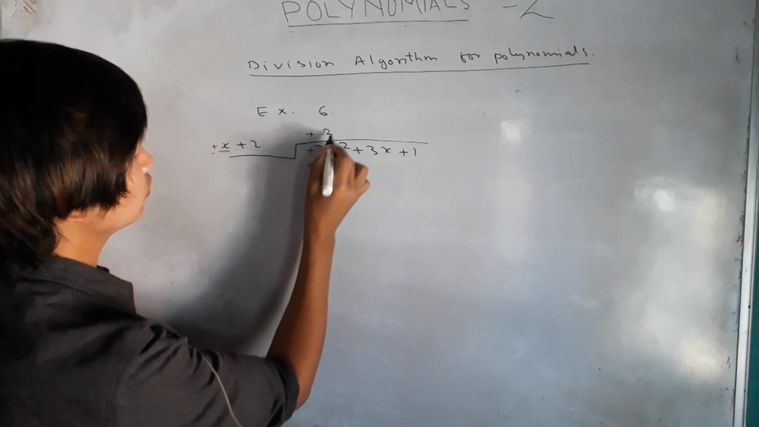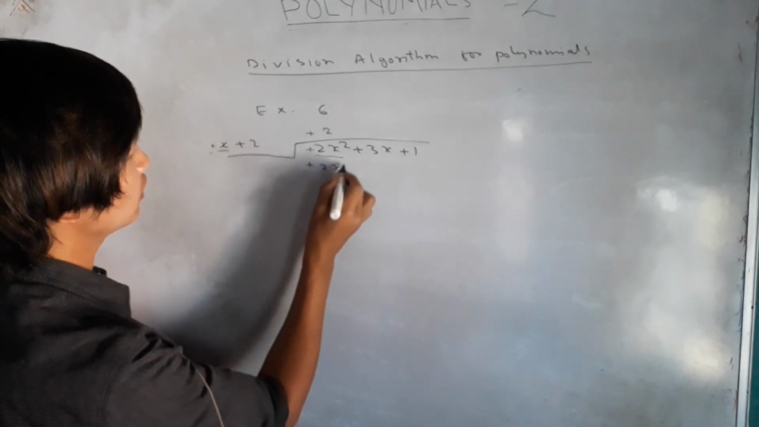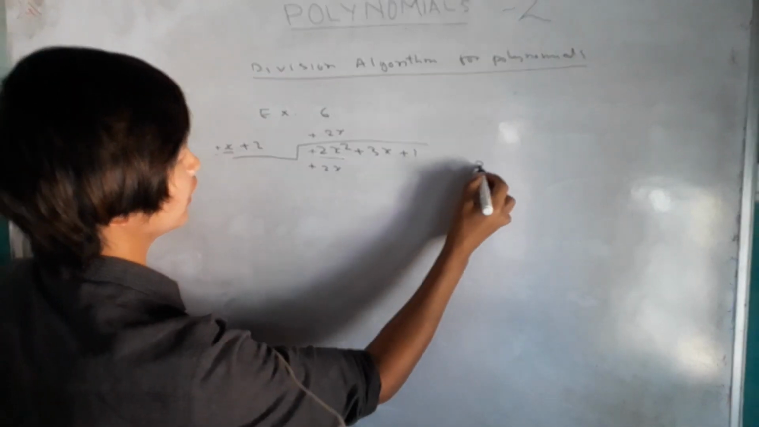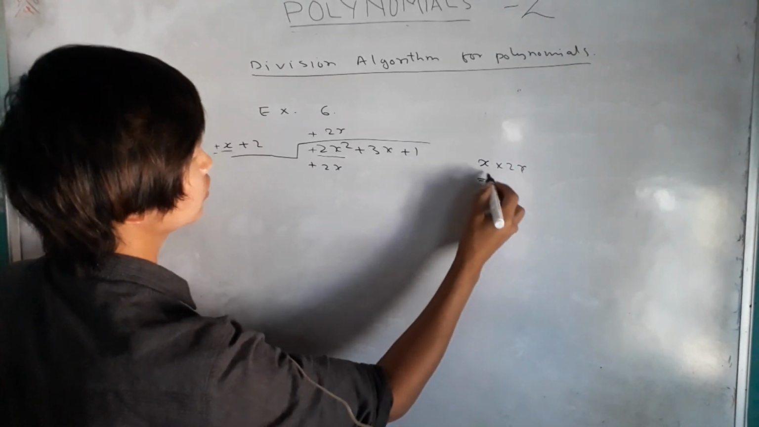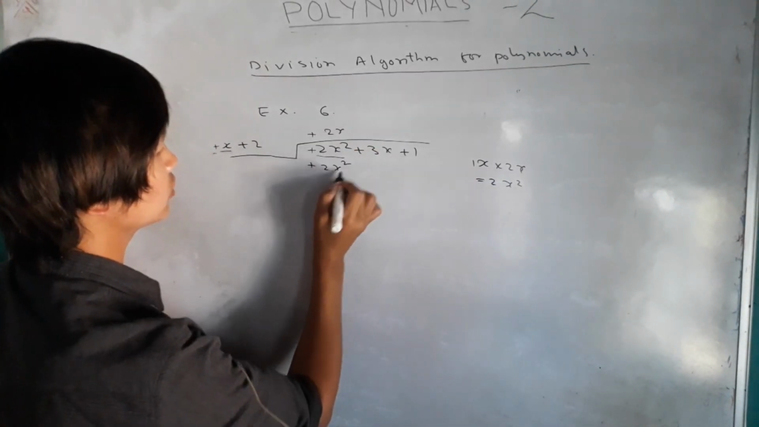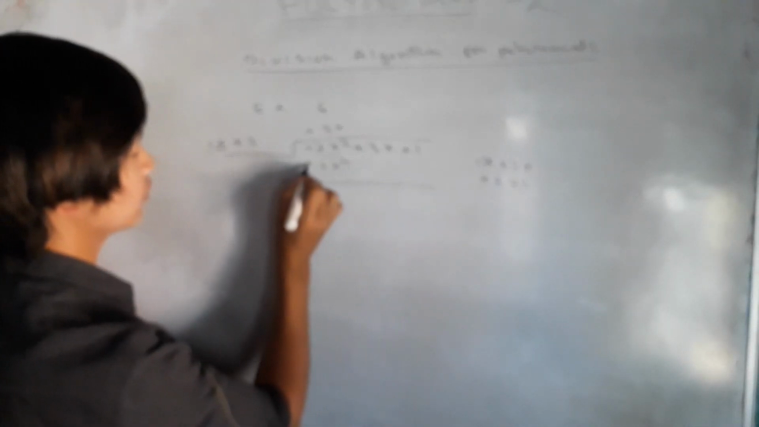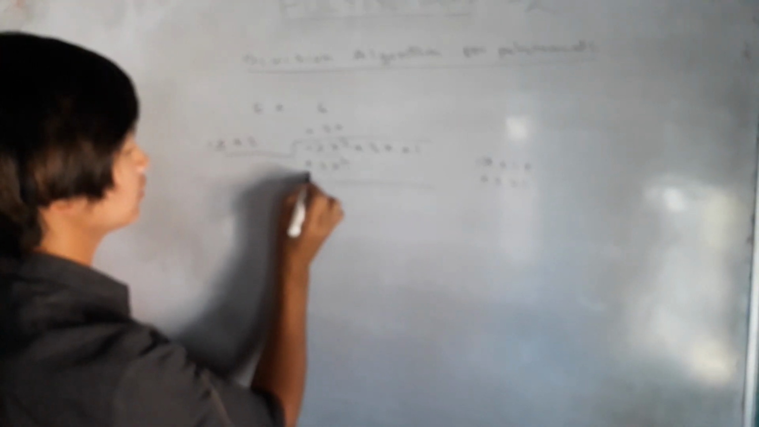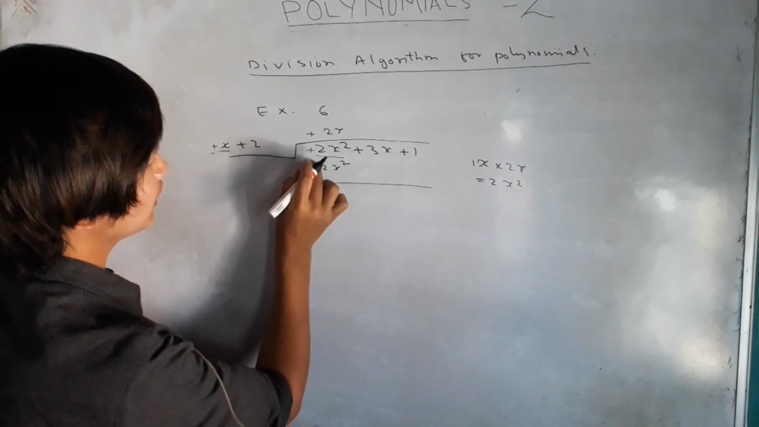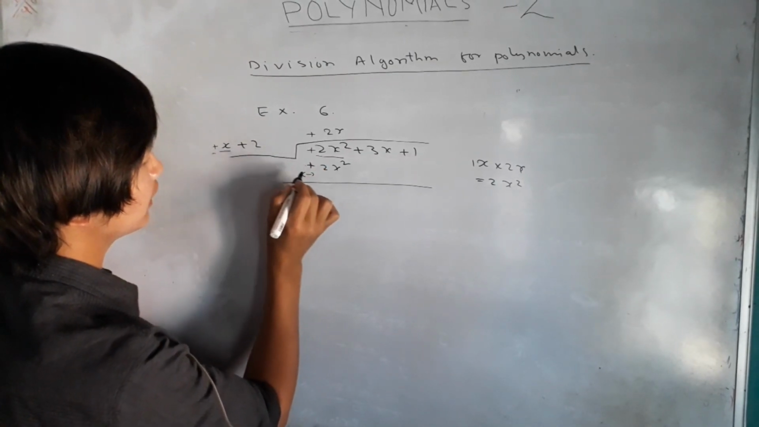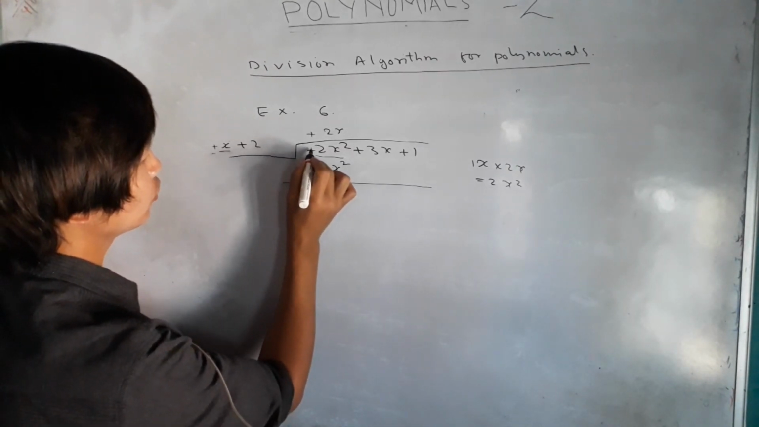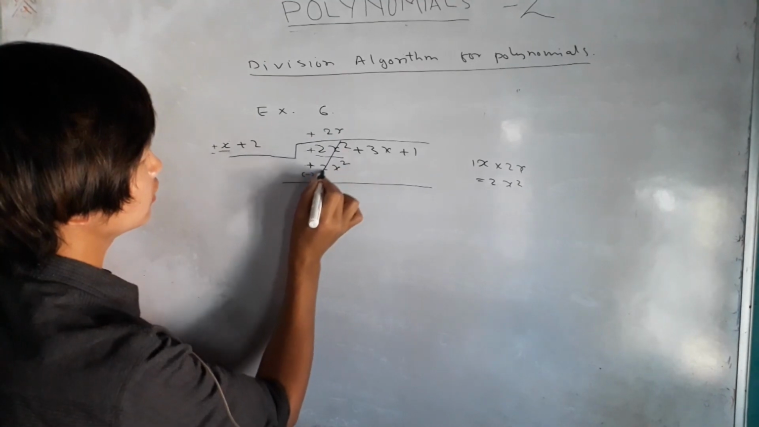X into 2x, 2x. If I put x here, then x into 2x is 2x square. So 2x square. Since there is a positive sign, we have to put a negative sign so that this sign will be neglected, and we'll consider this a new sign. So plus into minus, minus, then it is cancelled out.